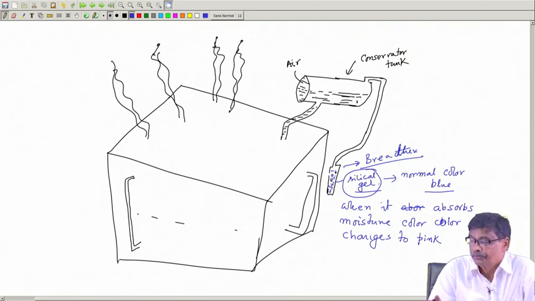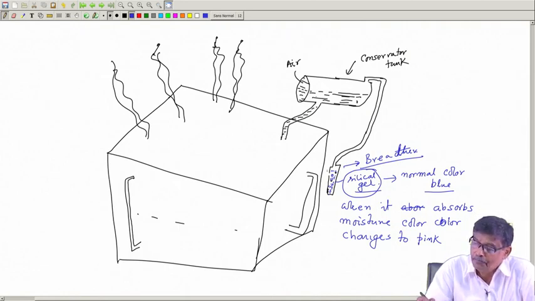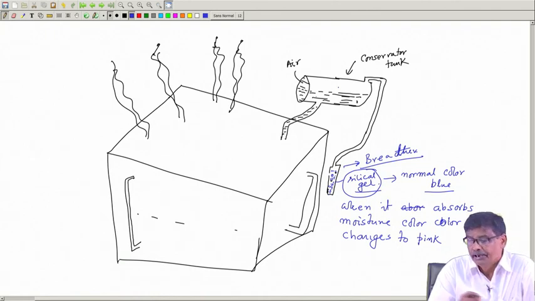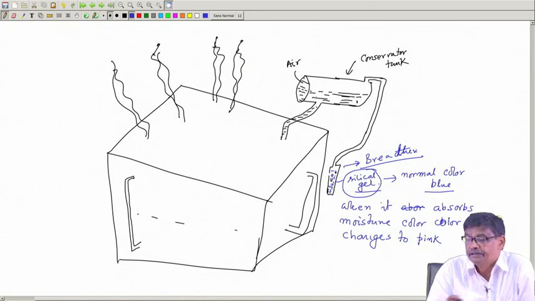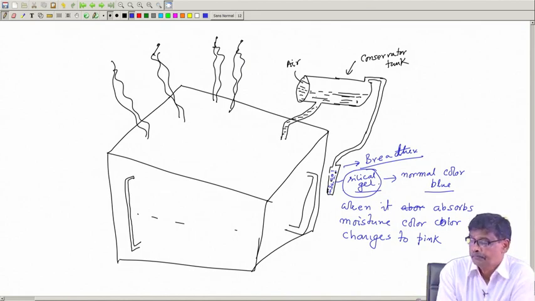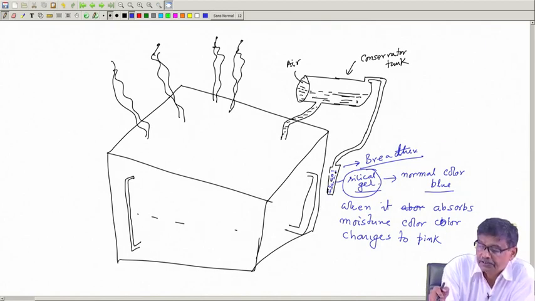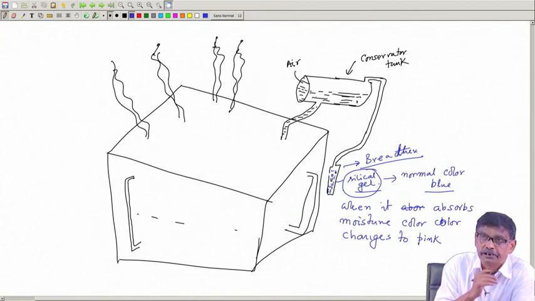And of course, no moisture is allowed here, it will go up. Okay. So, this is how silica gel will prevent entry of moisture into the transformer tank and coming in contact with oil and trying to deteriorate it.